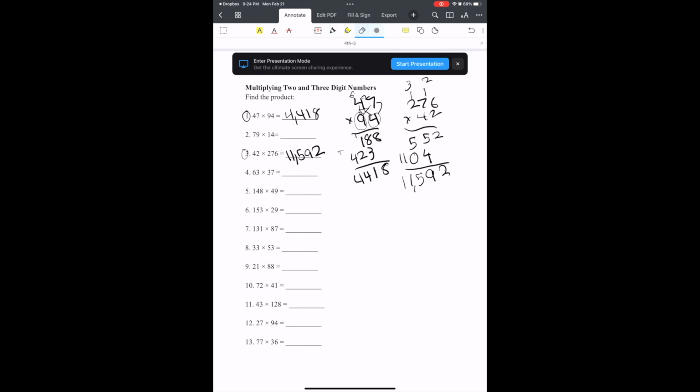Let's work with number 7. Again, it's going to be 131 times 87. So basically, again, the same thing. 7 times 1 is 7, 7 times 3 is 21, and 7 times 1 plus 2 is 9. And then 8 times 1 is 8, 8 times 3 is 24, 8 times 1 is 8, plus 2 is 10. So that's 7, 9, 13, 1, 1. So the answer is 11,397.